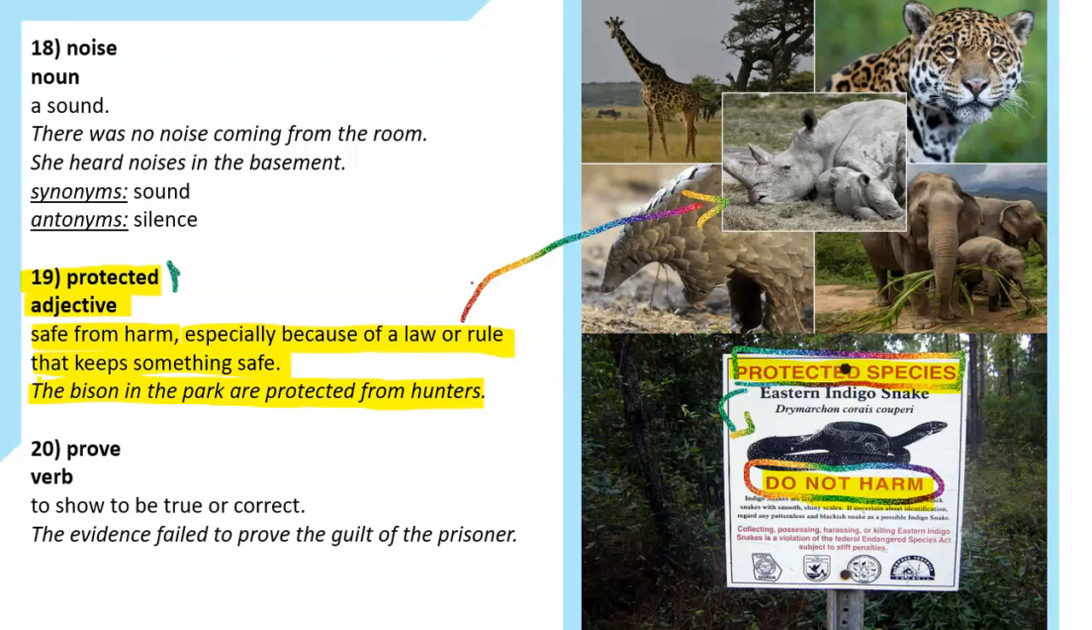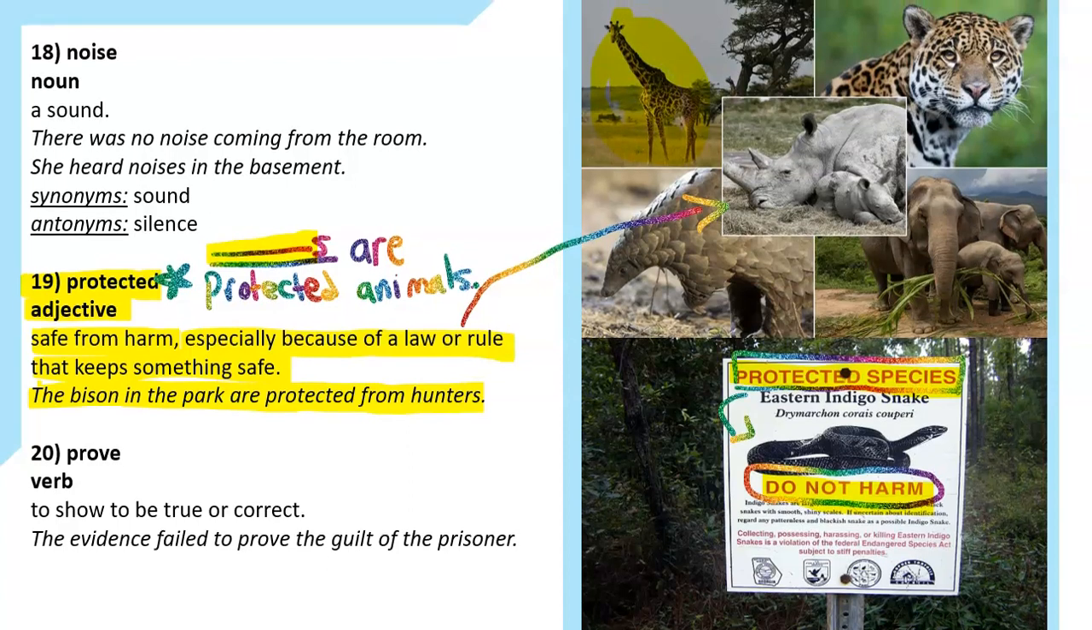It is protected. When you're writing a sentence, you can write it like this: blank are protected animals. Remember, you're talking about all of the animals, not just one giraffe, but all giraffes are protected animals. So you need to put the letter S at the end of the animal's name to show that you're talking about all of that animal.